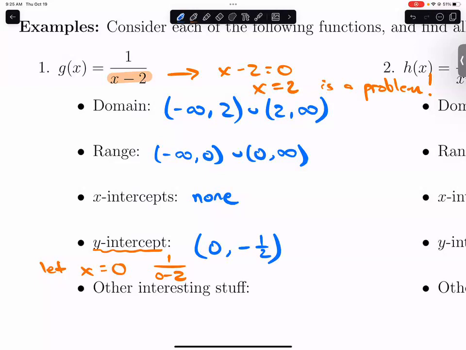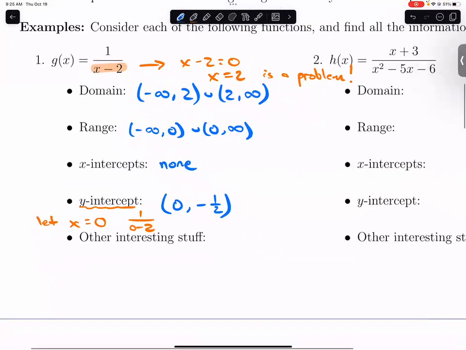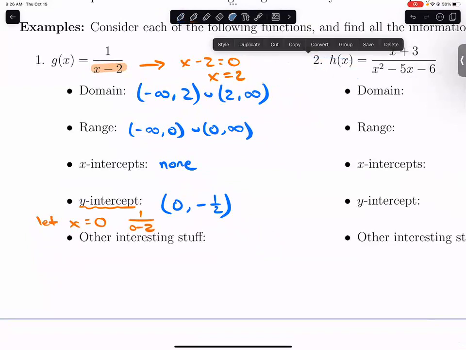Okay. We'll come back to the asymptote thing. Sorry, we'll come back to the other interesting stuff. I wrote the notes. I don't like to reveal the asymptote thing until later, but then it comes up talking about it.